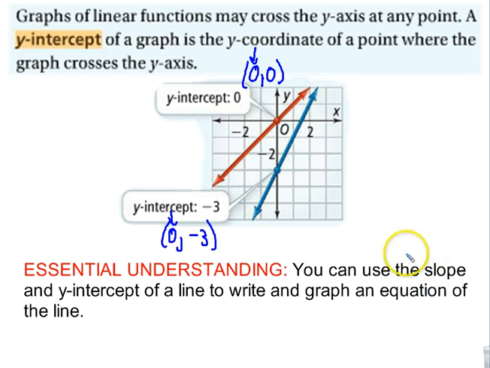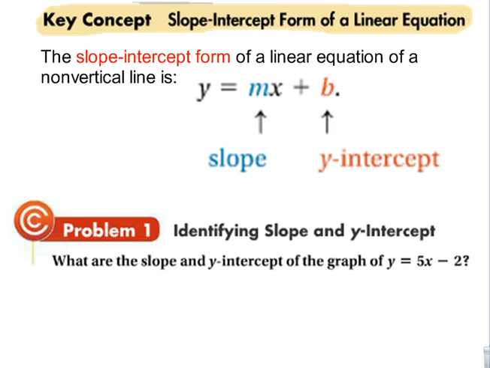Okay, now we can use the slope and the y-intercept of a line to write a graph and to graph it. All right, so here is the slope-intercept form. Notice it says slope-intercept. So those are the 2 things you need. y equals mx plus b. m is the slope, and b represents the y-intercept. Okay, so let's look at this question.